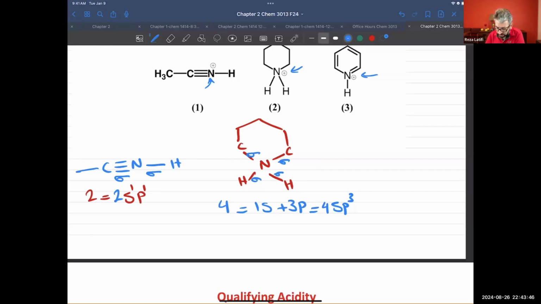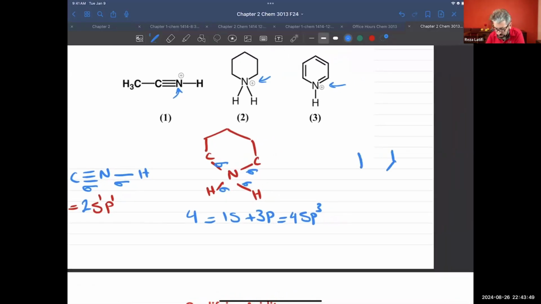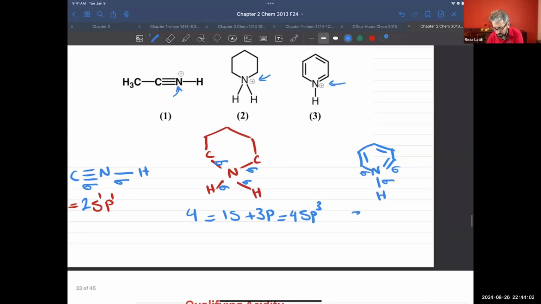And the last one, we have nitrogen involved in a double bond. So I have the sigma bond here, and another sigma bond, so we got 3 sigma bonds. That means we need 1 from s and 2 from p. So the hybridization is going to be sp2. So this one is sp2, this one is sp3, and this one is sp.